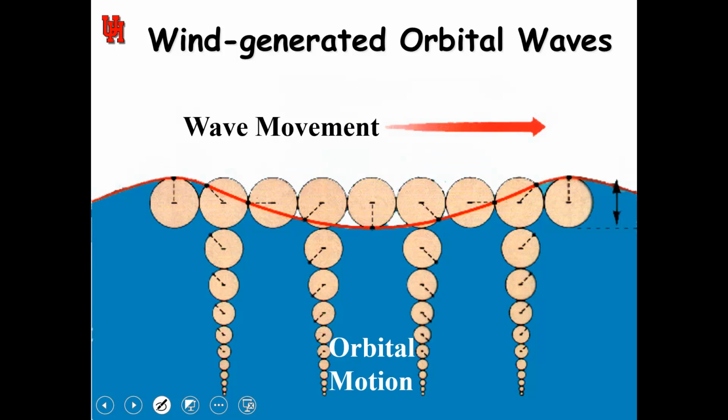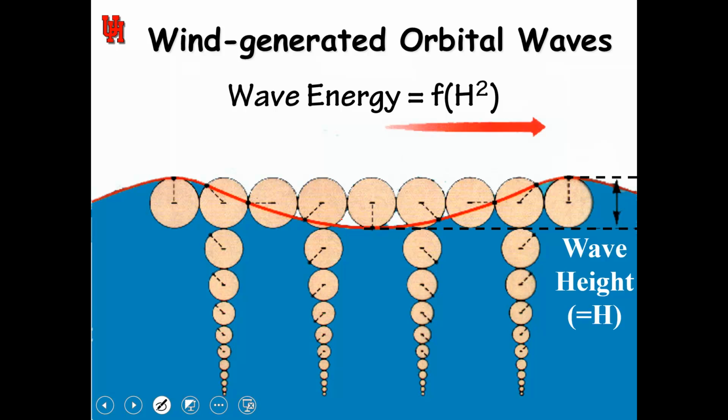Okay, so let's look at each of these concepts separately. First of all, here's that orbital motion with the motion at the crest moving forward, the motion at the trough moving backwards, and the motion at any one spot is basically making an orbital circle. Okay, the height of that, actually this is amplitude, the height of the wave, if you like, the square of the height, is a measure of wave energy. So these waves are getting bigger and bigger, higher and higher, as energy increases.